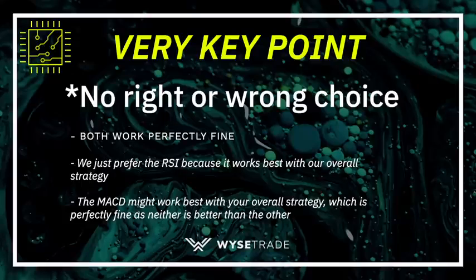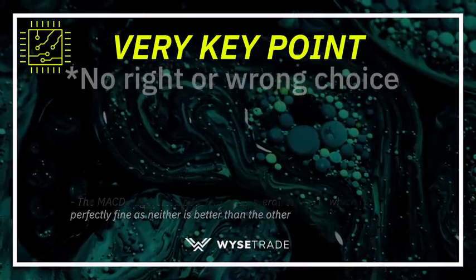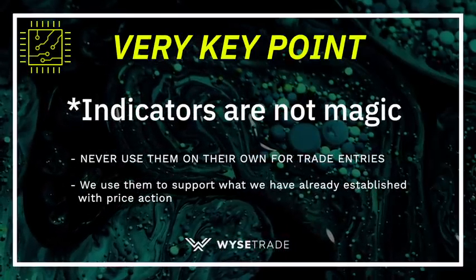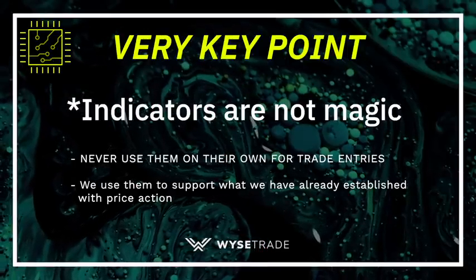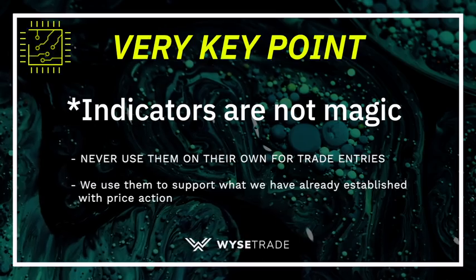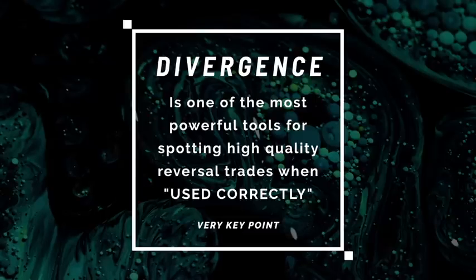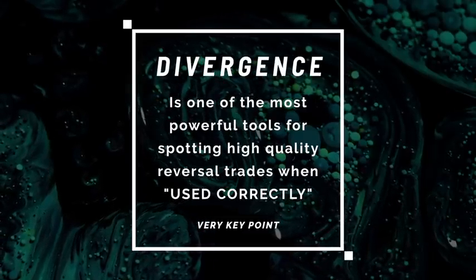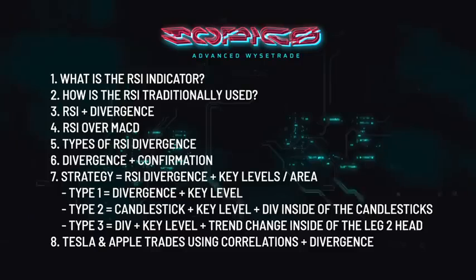And MACD might work best with your overall strategy. Neither is better than the other. Because above all, indicators are not magic, and we do not use them on their own for trade entries. We use them to support what we have already established with price action. Now, that being said, if you know how to use divergences correctly, it is one of the most powerful tools for spotting and confirming high-quality reversal trades, and you'll soon find out why. So let's cover the types of divergences we look for.